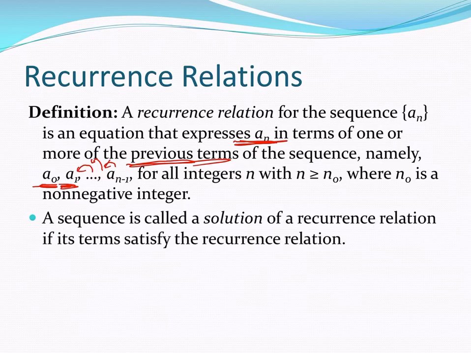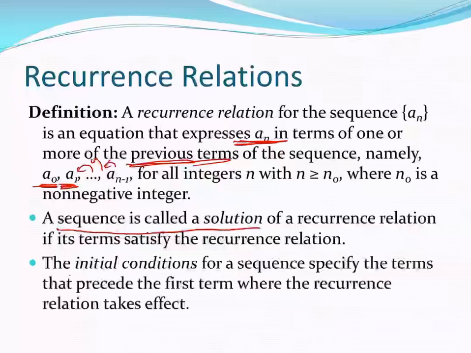Now, if we have a recurrence relation and we find a sequence that matches it, it's called a solution of the recurrence relation. So we can use a recurrence relation to build a solution, or we can test whether a sequence is a solution to the recurrence relation. And if we have initial conditions, those are needed because the first term in the sequence can't reference prior terms in order to get its value, so it must be declared as an initial condition.